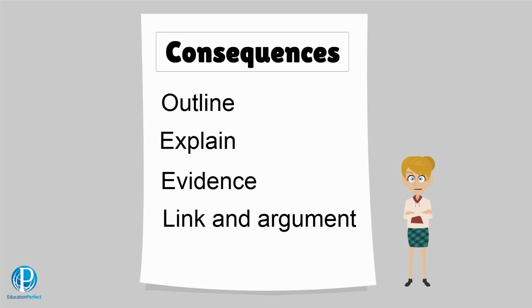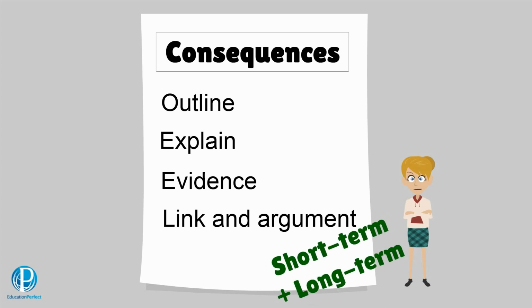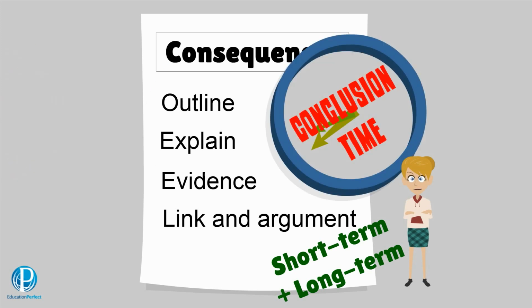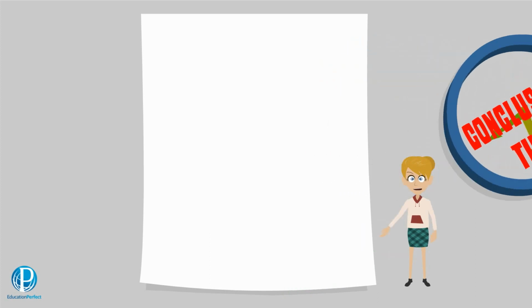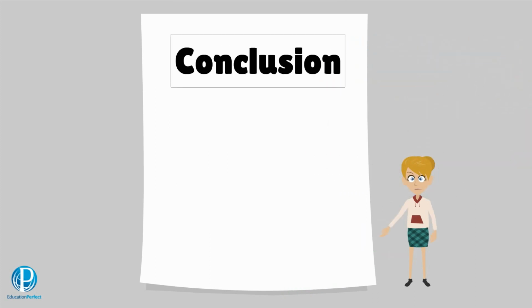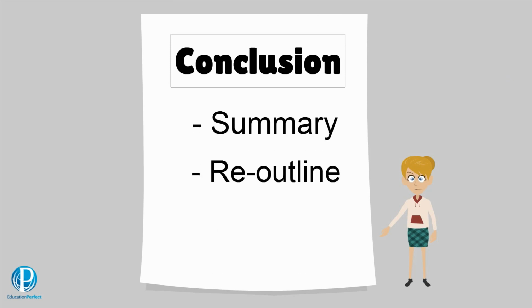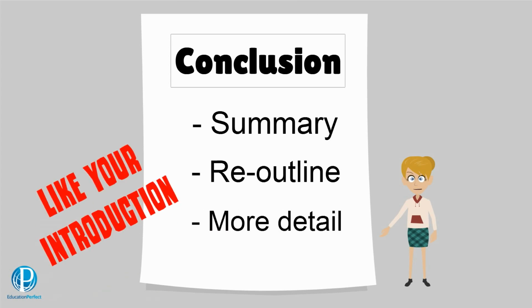Remember that you need to write about short-term and long-term consequence of your event. Excellence will require you to examine many consequences in great detail. And in no time at all, you're ready to write your conclusion. And the conclusion is super easy. All you need to do is summarize your essay. This means re-outlining all of the causes and consequences of your historical event. It is pretty much your introduction, just rewritten with a bit more explanation.